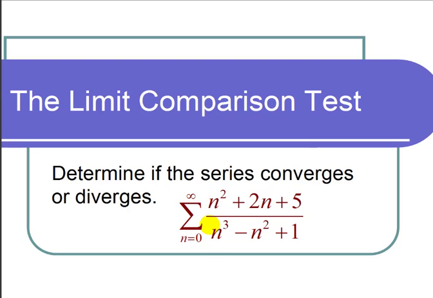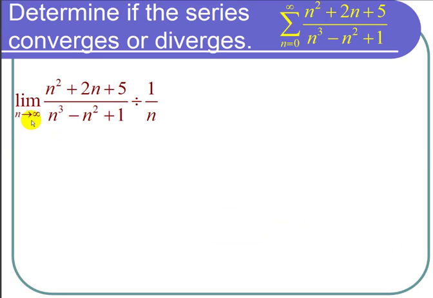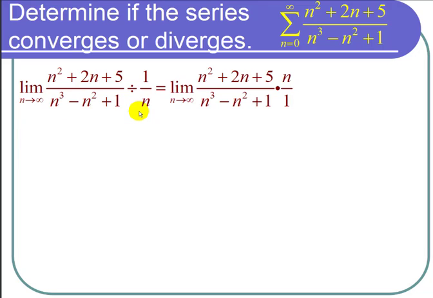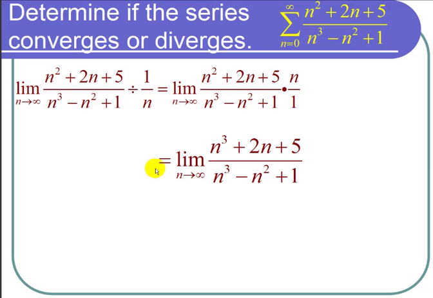So let's conduct the limit comparison test. We take the limit as n goes to infinity of an over bn, or n squared plus 2n plus 5 over n cubed minus n squared plus 1, that's an. And then our bn was a harmonic series, so the terms are 1 over n, and we divide. So division is the same as multiplying by the reciprocal. So I multiply the n through on the top, and the 1 through on the bottom. And I get the limit as n goes to infinity of n cubed plus 2n plus 5 over n cubed minus n squared plus 1.